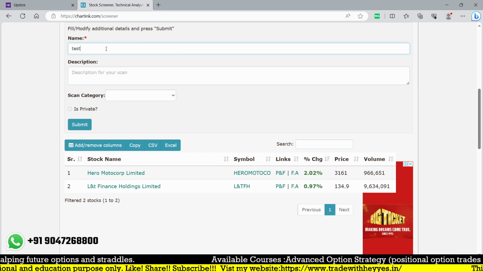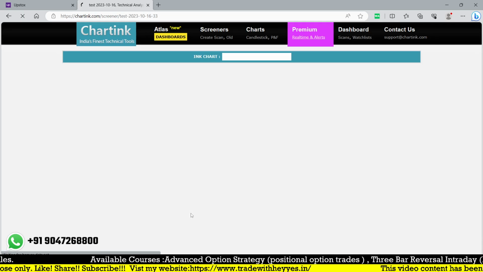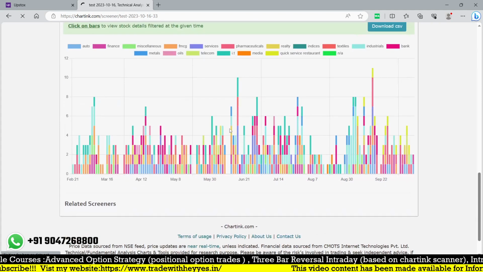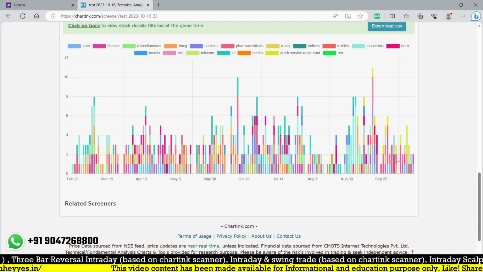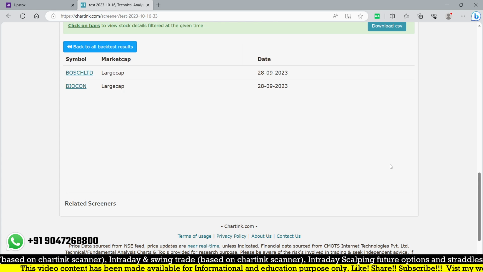I will rename it later. So we can modify a lot of things and backtest. Let me go and see these backtest results. Randomly we can check at this day or any point in time.